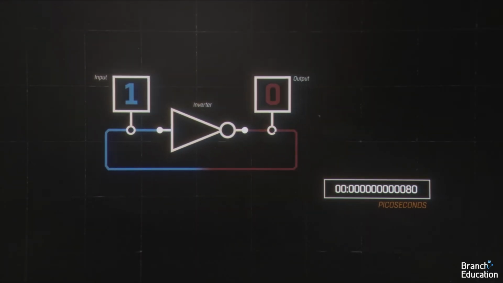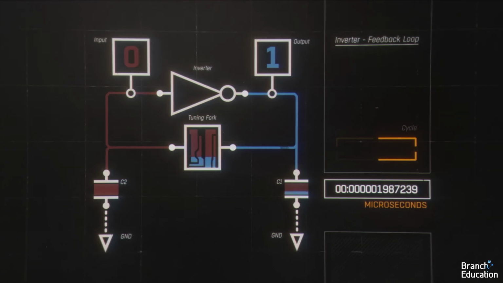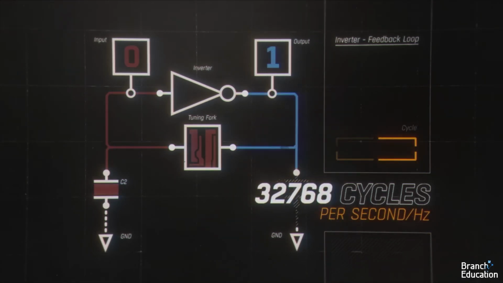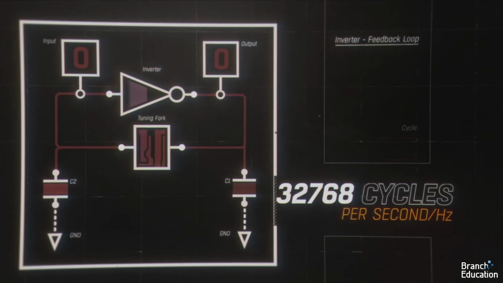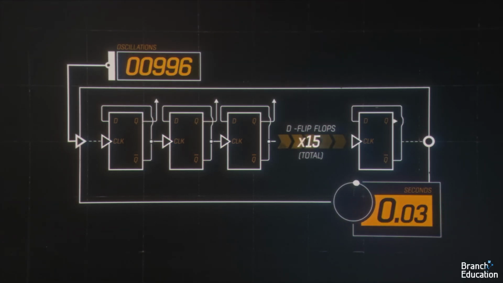And if we add the crystal tuning fork and capacitors in the path of the feedback loop, then the flipping between 1 and 0 and back is regulated by the geometry and movement of the prongs of the crystal oscillator tuning fork and the filling and emptying of the charges in both of the capacitors. For this wall clock, the time it takes is 30.52 microseconds per cycle, resulting in 32,768 cycles per second.